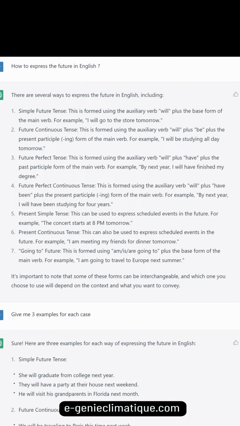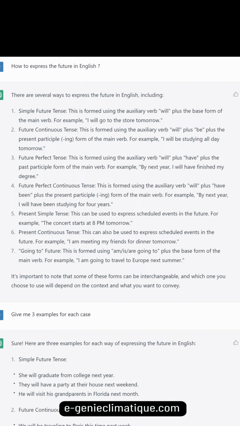Future perfect continuous tense. This is formed using the auxiliary verb will, plus have been, plus the present participle, -ing form of the main verb. For example, by next year, I will have been studying for 4 years.